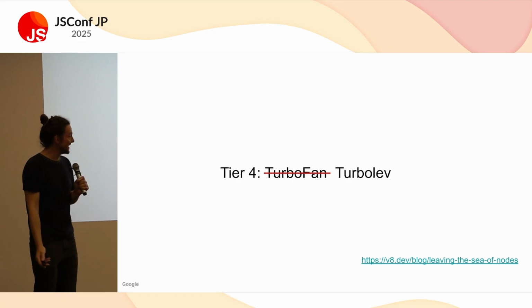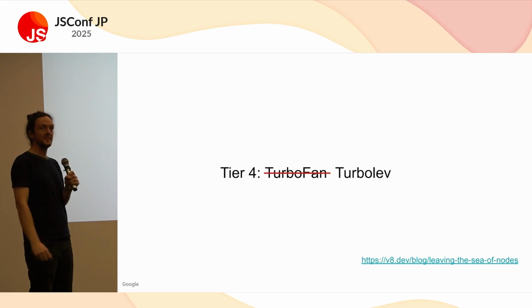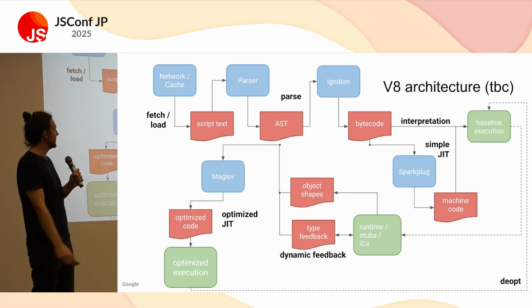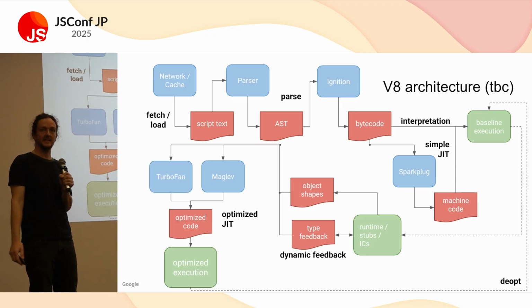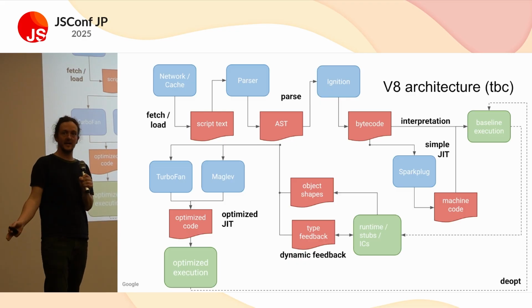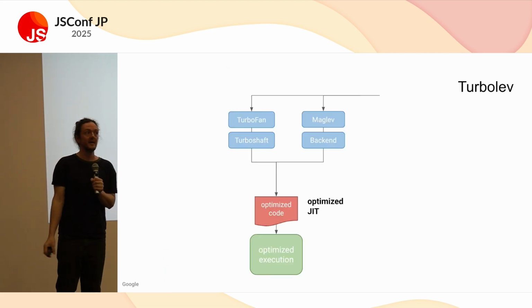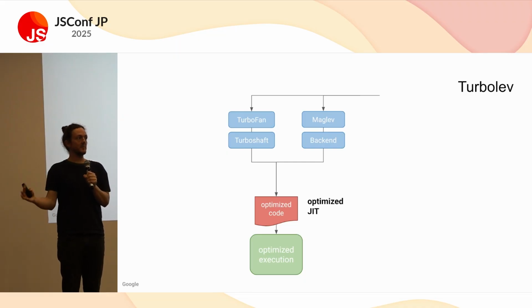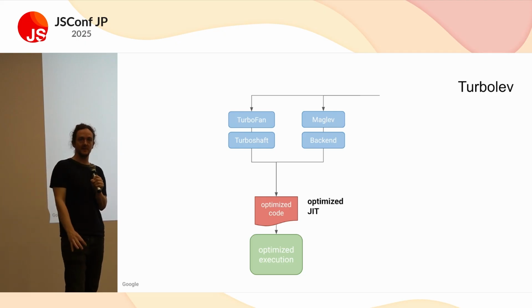TurboLev is a project that was sparked by the reasons behind that other blog post, which is called Leaving the Sea of Nodes. Basically what we observed is that our old last tier optimizer was sitting here, parallel to Maglev. It does the same thing, but better and with a completely different implementation. If we zoom in, it looks a bit like this. We have the Maglev frontend, which does all the optimizations, and then we have a Maglev codegen, which emits native code, the backend of Maglev.